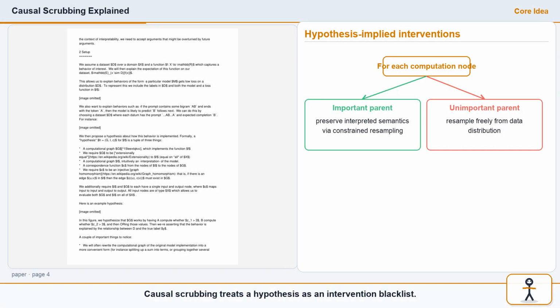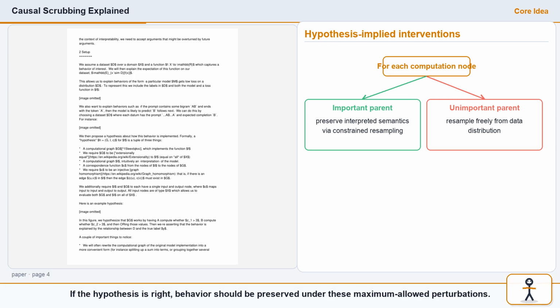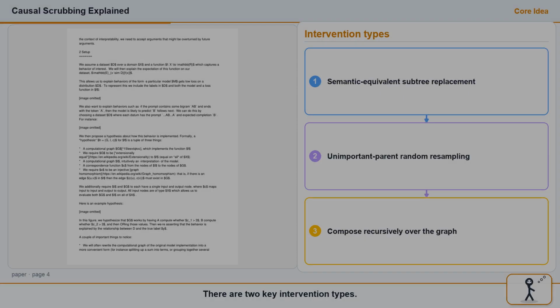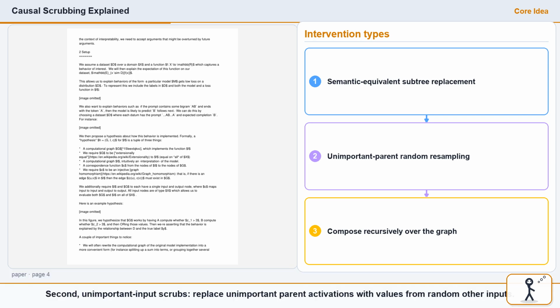Causal scrubbing treats a hypothesis as an intervention blacklist. If the hypothesis says some relationship is unimportant, the algorithm aggressively scrubs it by resampling activations. If the hypothesis is right, behavior should be preserved under these maximum allowed perturbations. There are two key intervention types. First, semantic equivalence swaps: replace activations with those from inputs equivalent under interpretation semantics. Second, unimportant input scrubs: replace unimportant parent activations with values from random other inputs.